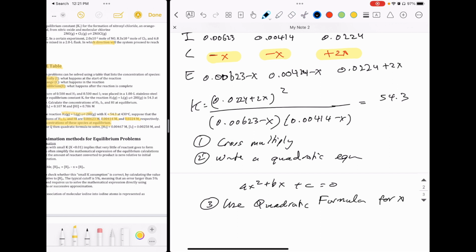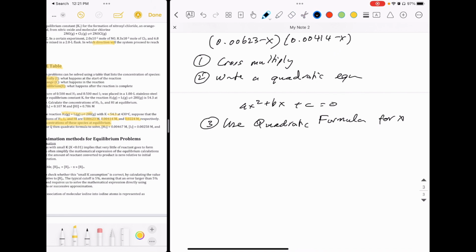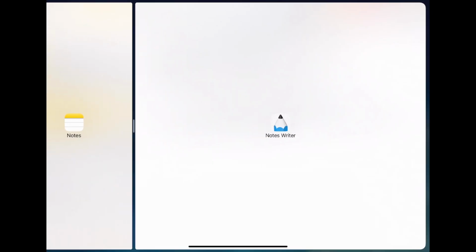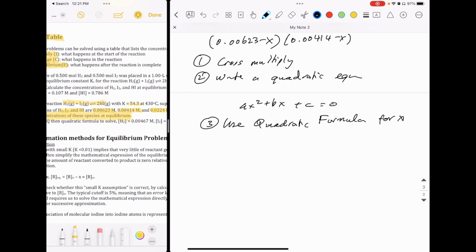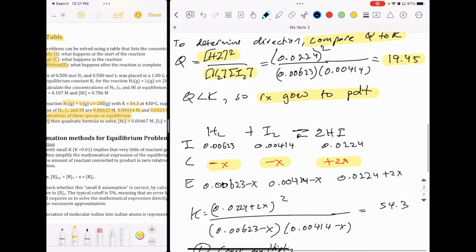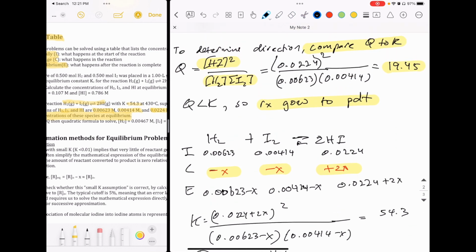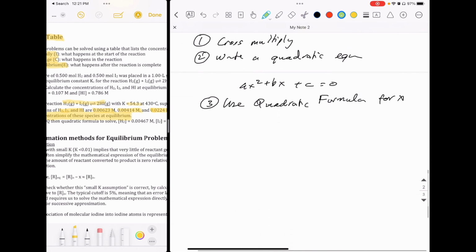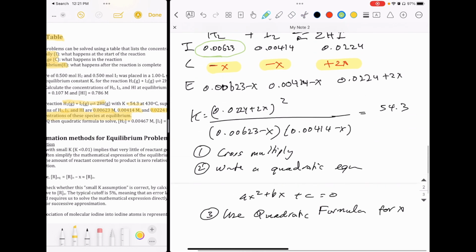Now usually one of the x's is reasonable and the other one isn't. It could be because one of the x's would be a negative number, and remember x represents concentration, so it doesn't make sense to have a negative concentration. Or sometimes the x value will be bigger than the starting concentration. So you might get an x that's bigger than this number, for example. Then you say, well, how can I lose more than I start with? So that also wouldn't make sense. So whenever you see situations like that, you know one of those x's can be ignored. So then there's only one correct answer and you choose that answer as your x and you plug it back into the expression to get your equilibrium concentration.